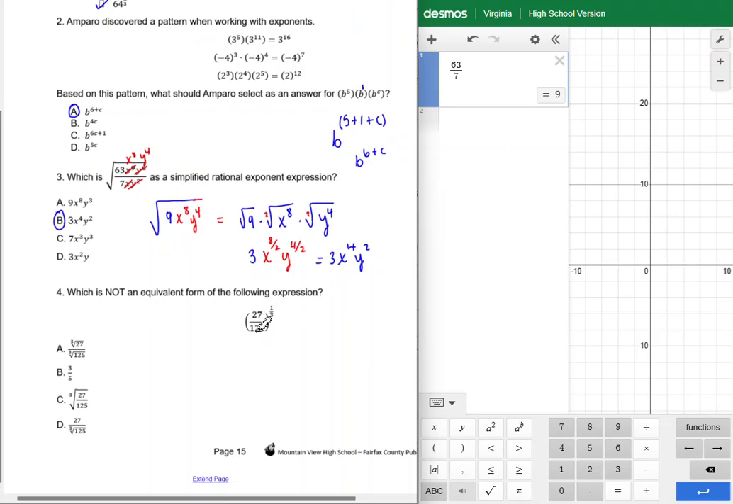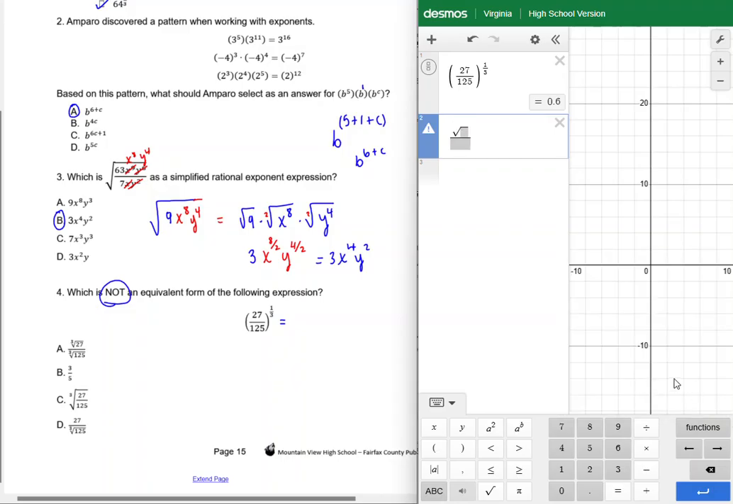Alright, this one says which is not equivalent. I could honestly just put all these in Desmos and see which one doesn't equal the others, and I think that's what I'll do. You can stop the video after I finish this, or you can listen to how I explain it in more detail. But anyway, 27 over 125 to the power of 1 over 3 is equal to that. So I'm just going to put everything in Desmos.